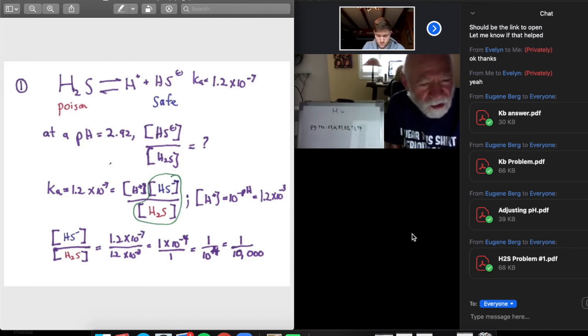Notice that means this is not a safe pH to use, because you have one safe molecule to 10,000 poison molecules. And by the way, we always used to get a headache when we did this in the laboratory. We don't do it anymore, but people used to get a headache, and it makes sense because you have more of the poison than the safe chemical. So notice by controlling the pH, we've actually determined what the ratio will be.